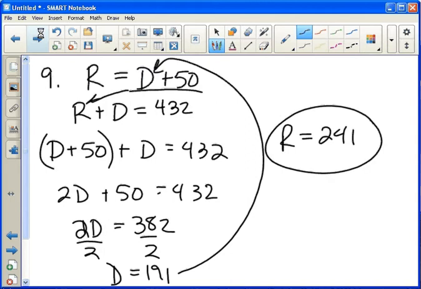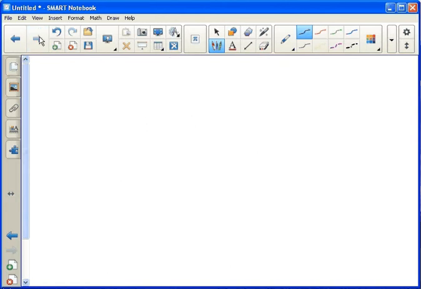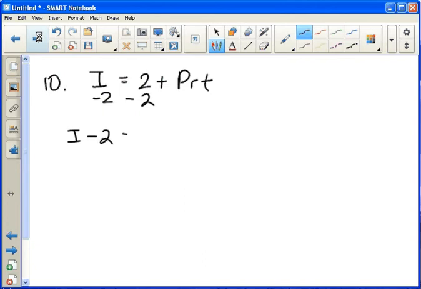Now finally, number 10, we have I equals 2 plus PRT, and we're told to solve it for t, so we're trying to get t by itself. First is to subtract 2 from both sides. Now I minus 2 doesn't do anything except just give you I minus 2, but that's fine. And we're trying to get t by itself, so we need to divide by both p and r on both sides. So it's by itself, and we get t equals I minus 2 over PR.